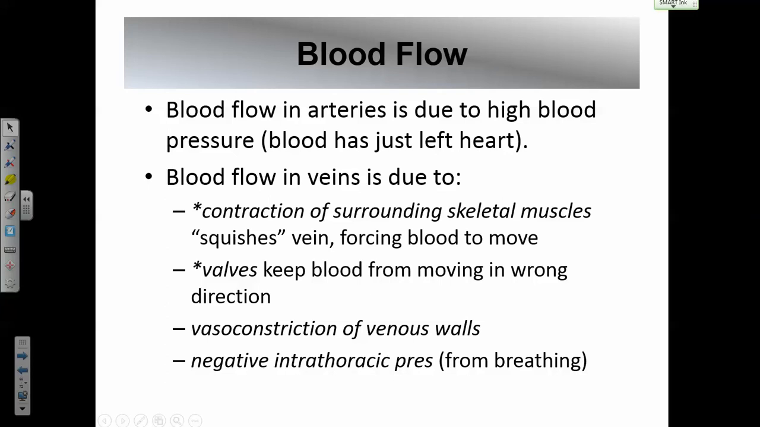So the main two things that keep the blood going in that one direction are the contraction of the muscles, and then the valves, which don't cause it to move; they just prevent a backflow. Okay, but veins do have smooth muscle in their walls. It's just not as much as arteries, so they are capable of constricting.